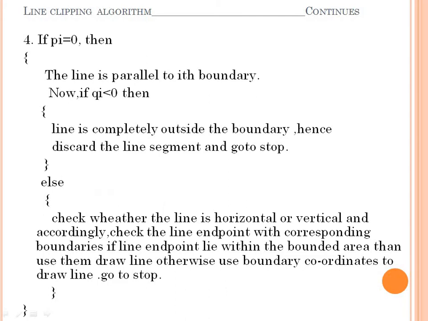Okay, so here is the fourth condition. If p_i is equal to 0, then the line is parallel to the ith boundary. Now if q_i is less than 0, then the line is completely outside the boundary, so discard the line segment and go to stop. Else, we check whether the line is horizontal or vertical, and check the line endpoints with the corresponding boundaries. If the line endpoints lie within the bounded area, then use them to draw the line; otherwise use boundary coordinates to draw the line, and go to stop.